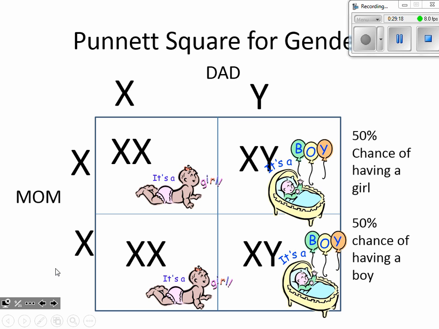So what's the probability of getting a girl? 2 out of 4 or 50%, and a boy is 2 out of 4, 50%. This is nice and easy, right? Okay.